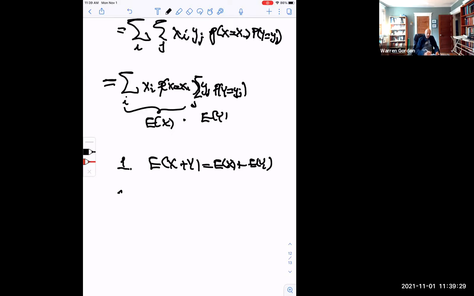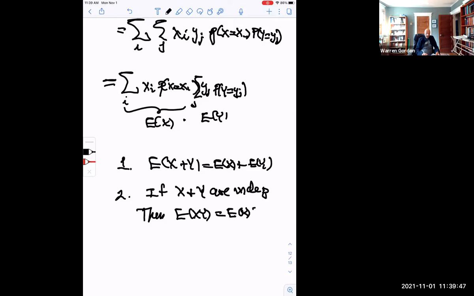And the second result is, if X and Y are independent, then E of XY equals E of X times E of Y. And I want to make a note. There's an example in the text where I do this. Note, the converse is false.